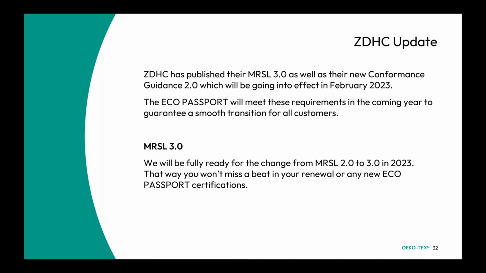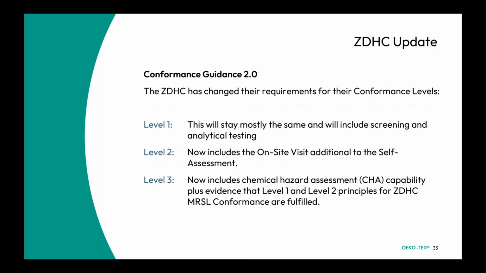For the MRSL 3.0 specifically of the ZDHC, we are already fully ready for the change from MRSL 2 to MRSL 3 in 2023 this year. That way, you won't miss a beat in your renewal or any new EcoPassport certification. A little bit more on the conformance guidance 2.0: the ZDHC has changed their requirements for their different conformance levels. For those who don't know, there are 3 different conformance levels, 3 being the highest, 1 being the lowest.